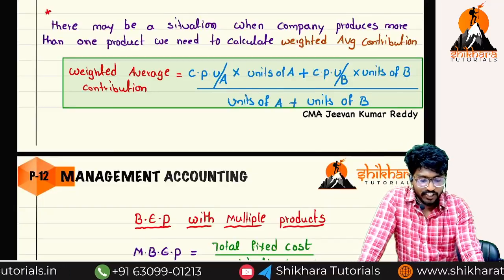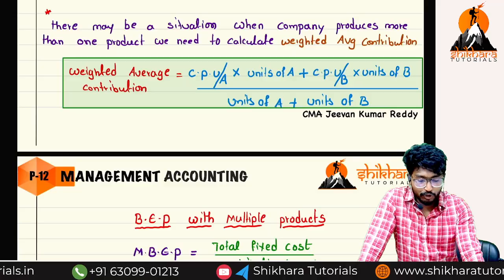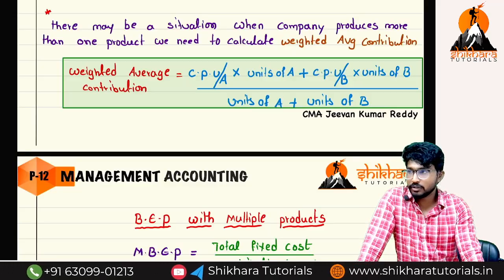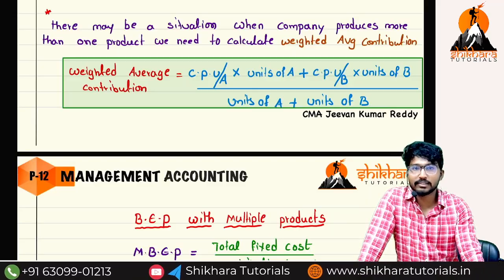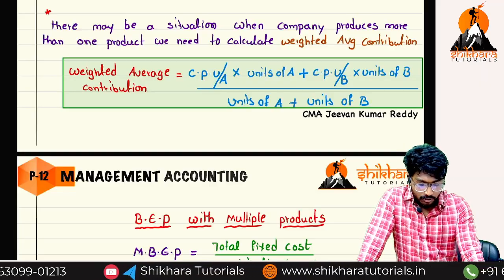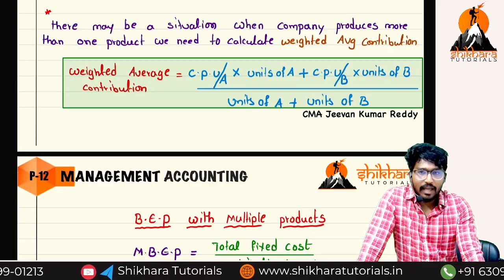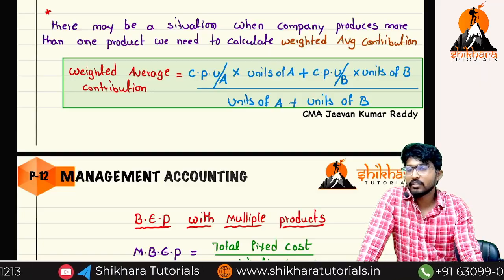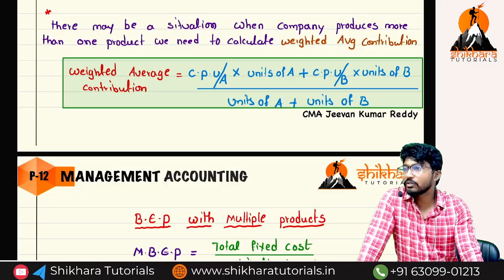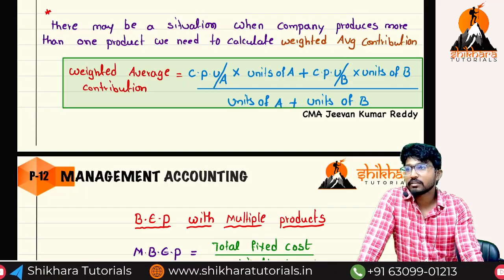There may be a situation when a company produces more than one product, nothing but multiple products. We need to calculate weighted average contribution. Whenever a company is producing more than one product, we need to calculate weighted average contribution.